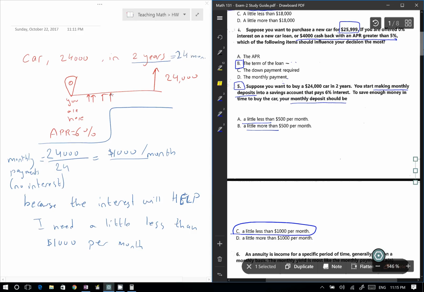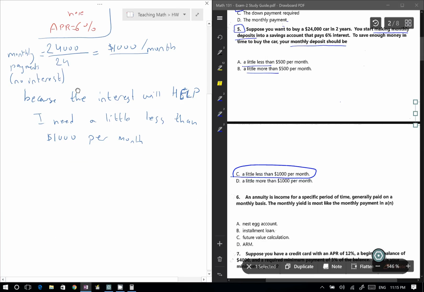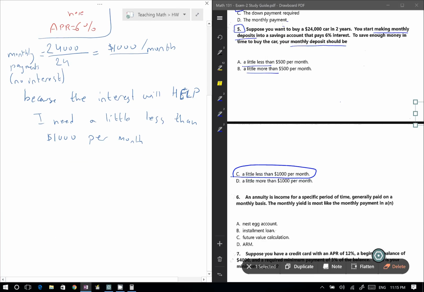Now, what if I didn't get this hint? Can I still solve the problem? Of course. What I need to do is find the formula that talks about saving for a future value. So needed deposit for a goal, a future value, that's equal to goal multiplied by r divided by 1 plus r raised to the power t minus 1.